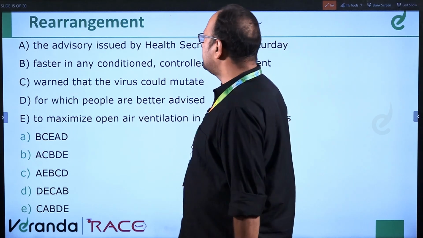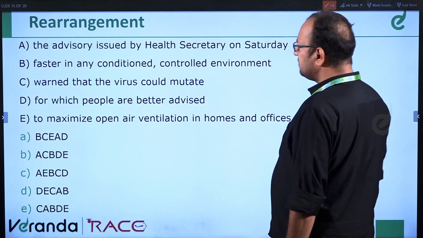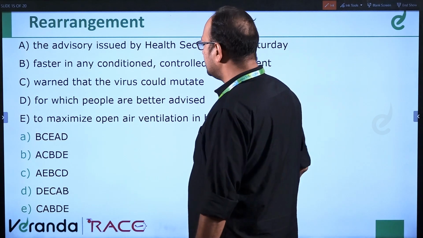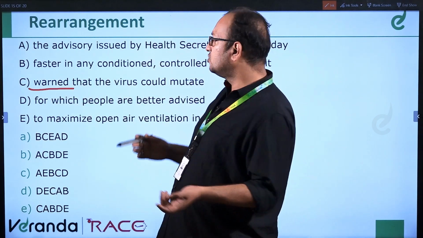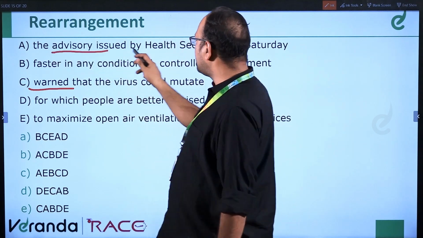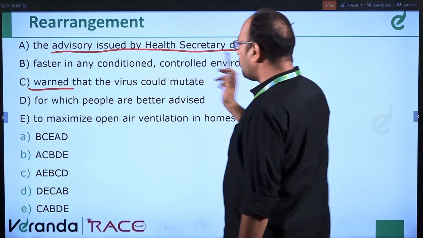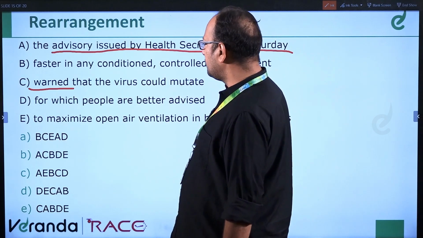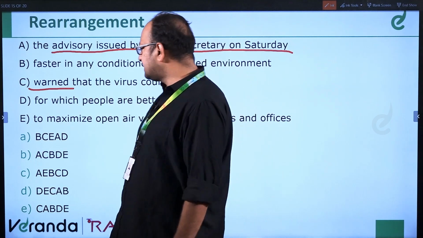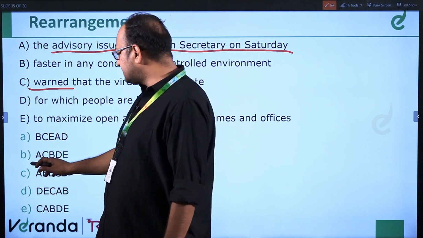Okay. The advisory issued by the health secretary on Saturday warned that the virus could mutate. See, warned is a verb which requires a subject. So where is the subject? The advisory issued by the health secretary on Saturday warned that the virus could mutate faster in any condition. So you see AC is there. We have one option called ACBDE.